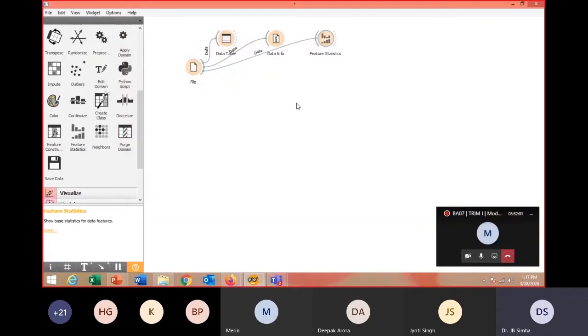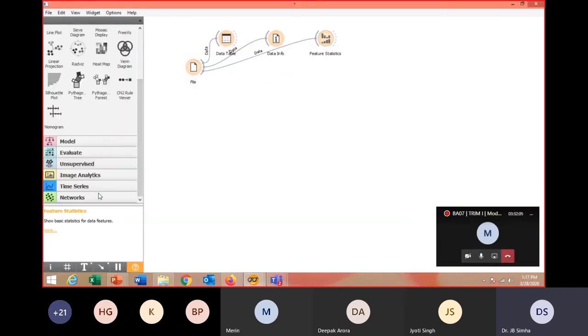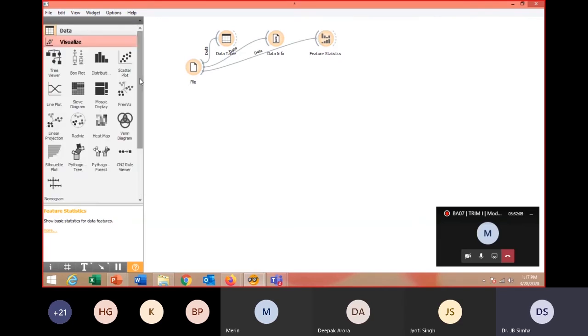I would like to go for, let us say, visualization. As I said, whenever we want to visualize, visualization happens at three levels. First, basically, we would like to see how the distribution is looking. Do you know what is meant by distribution?